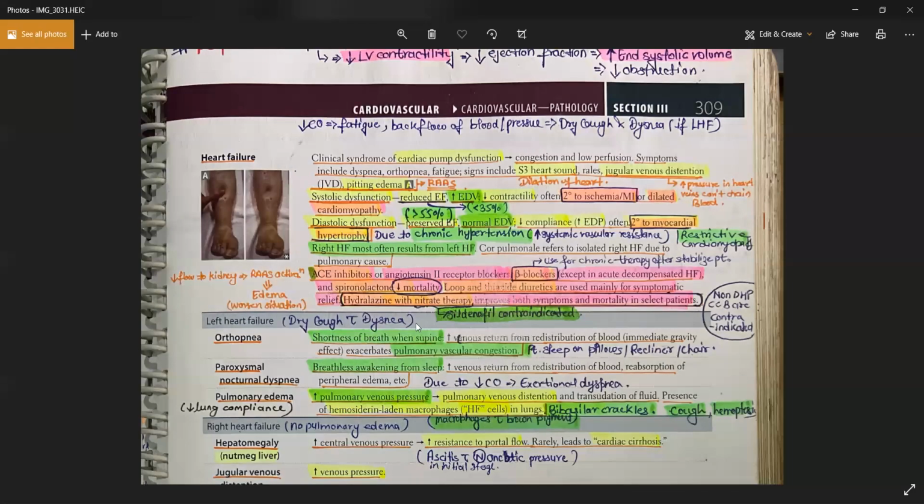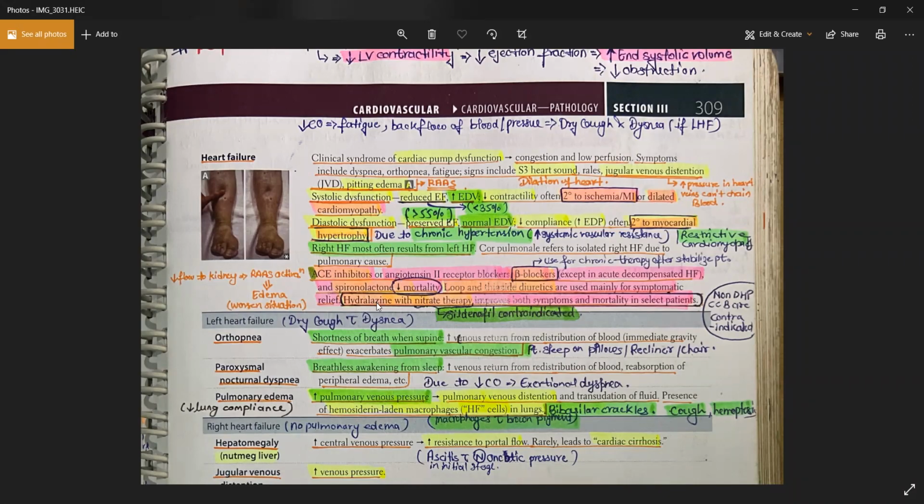Very important. Loop diuretics and thiazides, their combination will be mostly used for symptomatic relief only. Whenever you encounter a patient in the acute condition, you will always first give them the diuretics, then only you will give them the beta blockers and other drugs, when the condition is stabilized.